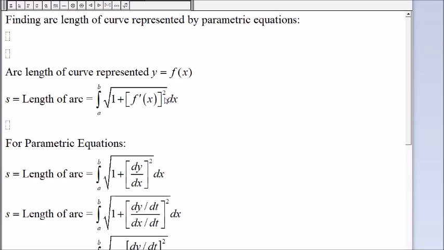And now we want to develop a formula for finding the arc length of a curve that is represented by parametric equations. So we'll start right here. The derivative of f of x, or f prime of x, can also be written as dy/dx. So dy/dx is the same as f prime of x. And by the chain rule, dy/dx can be written as dy/dt divided by dx/dt.